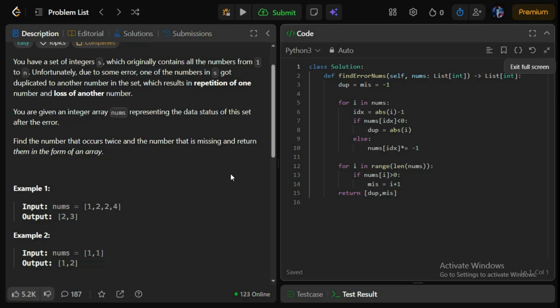So after having the missing value, we will move forward, and in the next run we are going to have i as 3, and we know at nums of 3 we have minus 4, which is not greater than 0. So we are going to move forward, and as we have got all the values of i, we are going to come out from this loop and return the duplicate and missing value, which is 2 and 3 in the array. So that's how I have solved this problem.